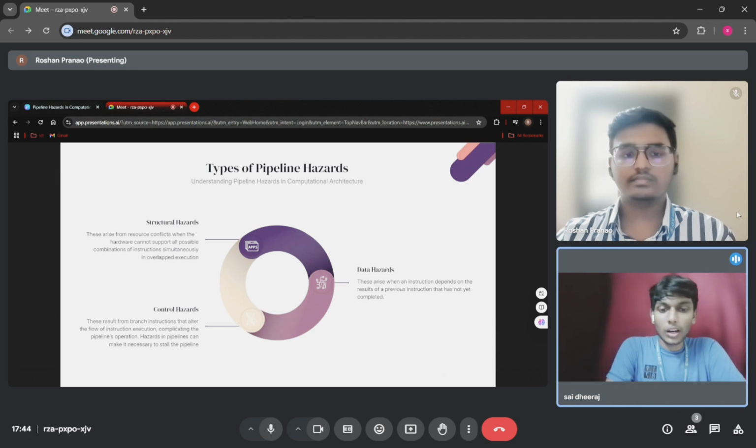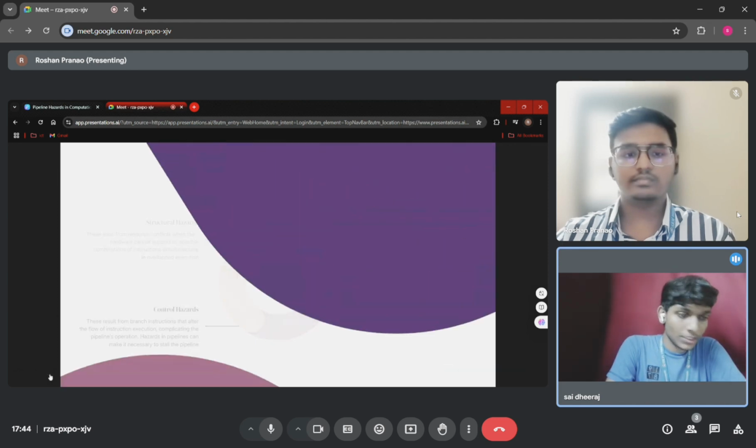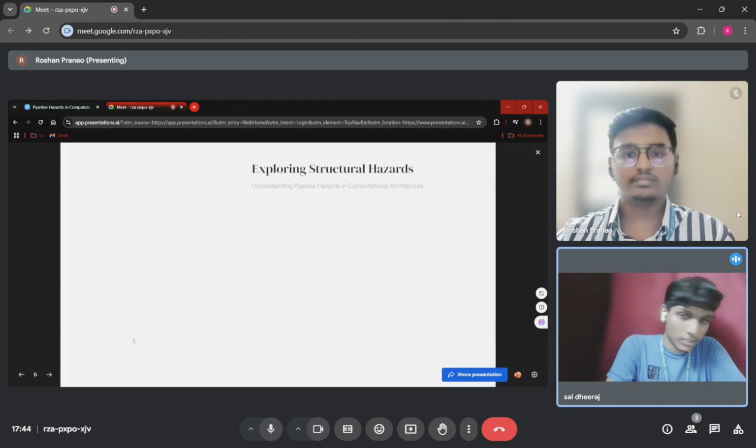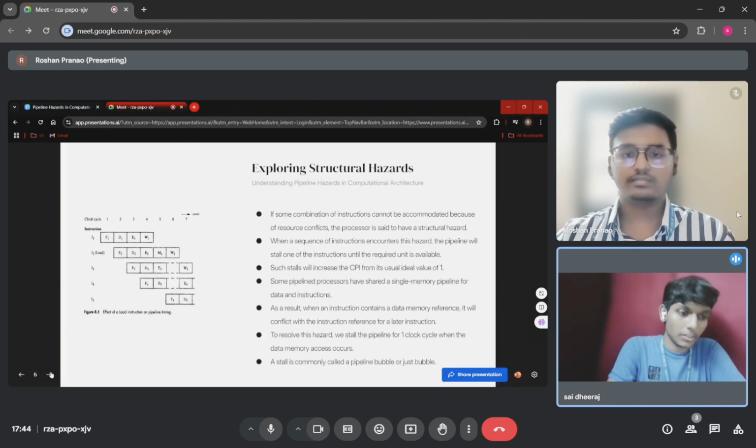Looking at data hazards, these arise when an instruction depends on the results of a previous instruction that has not yet been completed or executed. Now talking about control hazards, these result from branch instructions that alter the flow of instruction execution, complicating the pipeline's operation. This is all about the brief introduction to these three. Now let's talk about them in depth one by one. Let's start with structural hazards, where we'll explore what structural hazards are and so on.